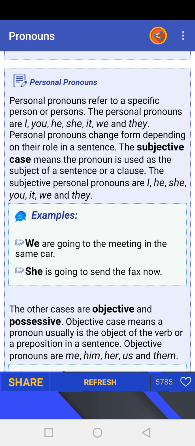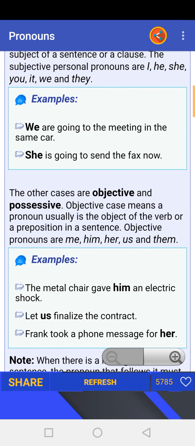So let's repeat the subject personal pronouns: I, he, she, you, it, we, and they. Let's give some examples. We are going to the meeting in the same car. So we is the subject personal pronoun. She is going to send the fax now. She is a subject personal pronoun. Now let's go to the object personal pronoun.